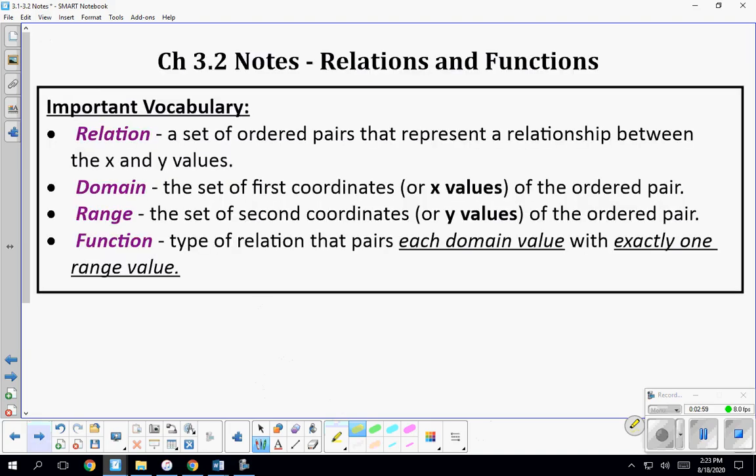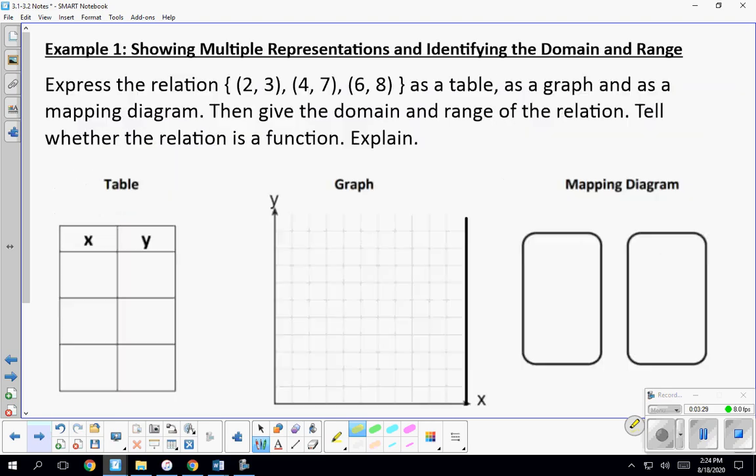So now if we look at more vocabulary, a relation is a set of ordered pairs. A set can be 1, can be 2, can be 3, it's a group. It could be infinite. It's ordered pairs. A domain is the set of all of our x values. The range is the set of our y values. And a function is a special type of relationship in which every domain has exactly one range. Not more than one, just one.